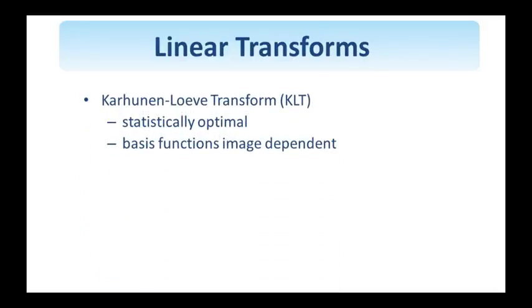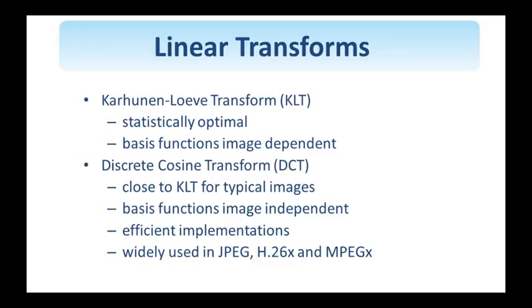Summarizing what I already said in the previous slide, the KL transform results in statistically independent transform coefficients. However, the main disadvantage is that the basis functions of the KLT are a function of the image that needs to be encoded. The DCT is the transformation of choice. It's close to the KLT for typical images, and actually there are theoretical results that show that for a specific model for the image, the DCT and KLT coincide.